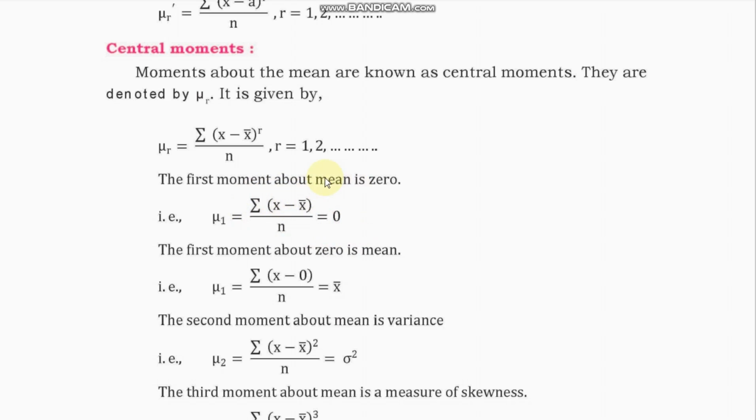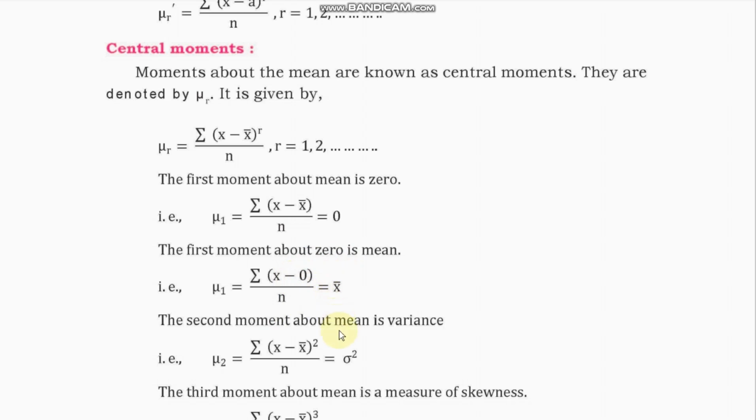Okay. Next, the first moment about 0 will be mean. If instead of x bar, you take 0 here, then summation of (x minus 0) will be x itself. So summation of x by n is nothing but the formula of mean. So the first moment about 0 will be the mean value.